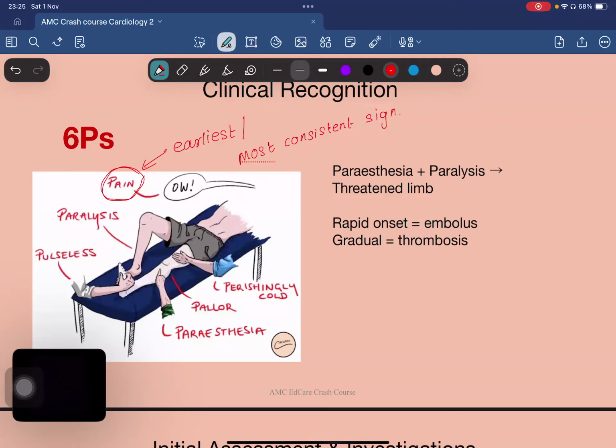And then pallor and coldness would be due to loss of perfusion, and paresthesia and paralysis are late features. These are late features, and they indicate that the limb is already threatened. That's something that we should know. If you already have paresthesia and paralysis, that means the limb is already threatened. We would need urgent revascularization. That would be the only way to save it. So those are some of the things that you should remember.